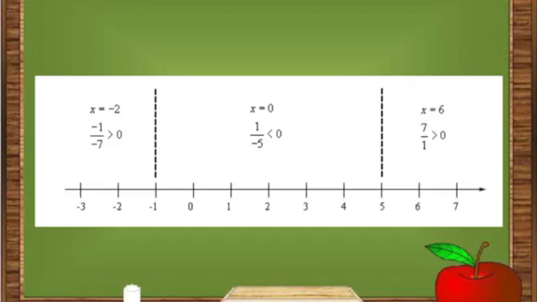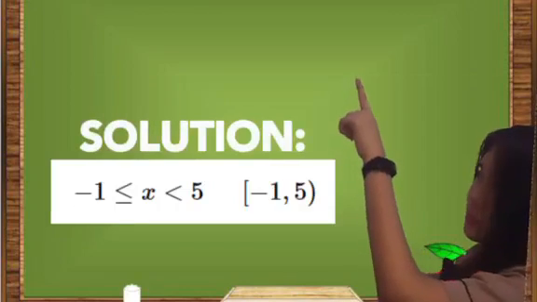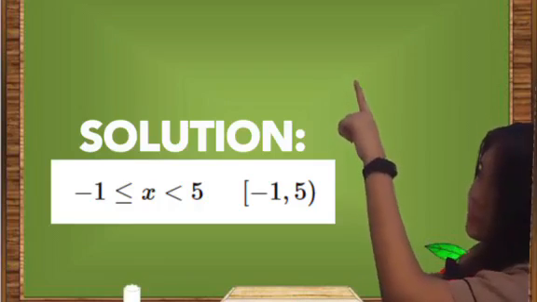So we need regions that make the rational expression negative. That means the middle region. Also, since we've got an or equal to part in the inequality, we also need to include where the inequality is 0. So this means we include x equals negative 1. Notice that we will also need to avoid x equals 5 since that gives division by 0. The solution for this inequality is x is less than 5 but greater than or equal to negative 1.